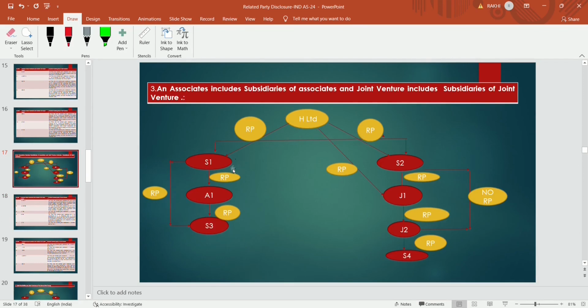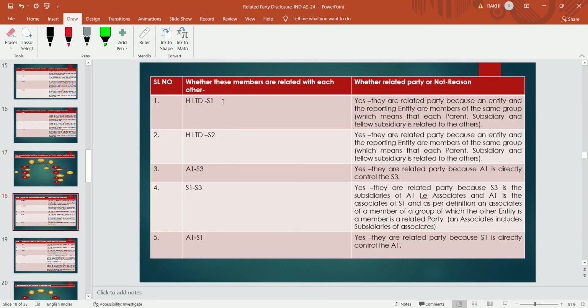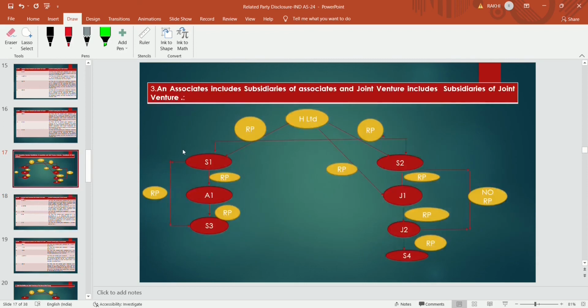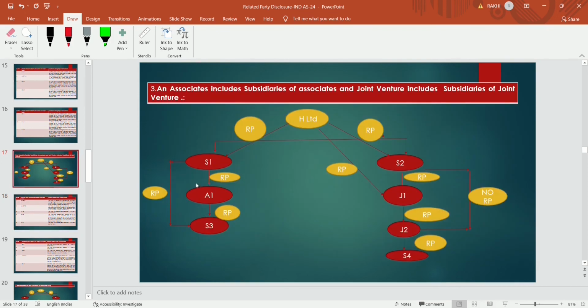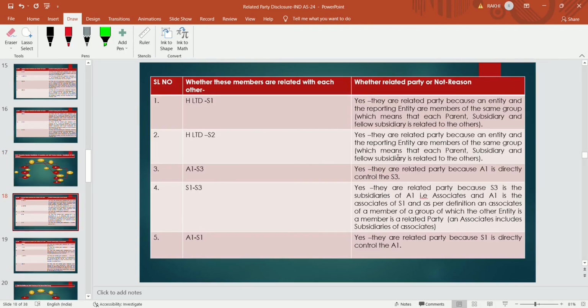So is H Limited a related party of S1? Whether H Limited and S1 are related? Answer is yes, they are related parties, because an entity and the reporting entity are members of the same group, which means that each parent, subsidiary and fellow subsidiary is related to the others, as they belong to the same group. That's why they are related with each other. And by the same definition, H Limited and S2 are related because they are members of the same group.